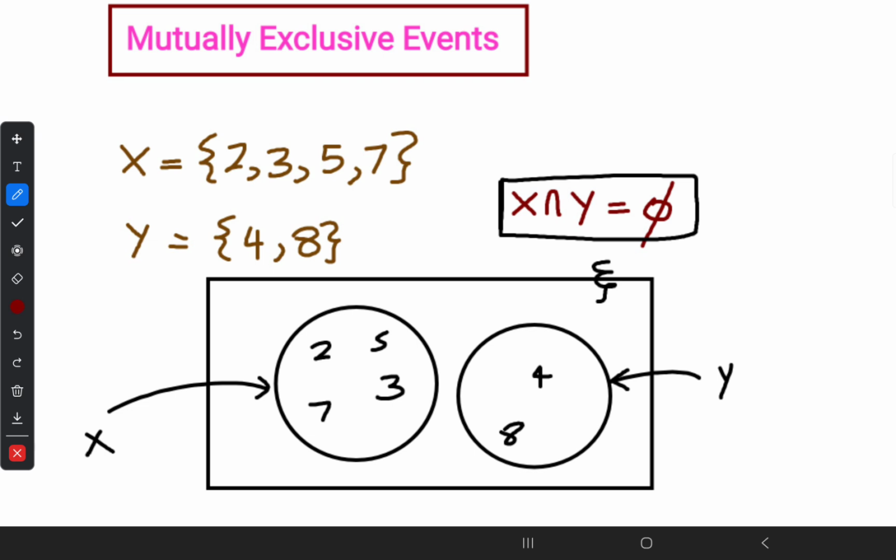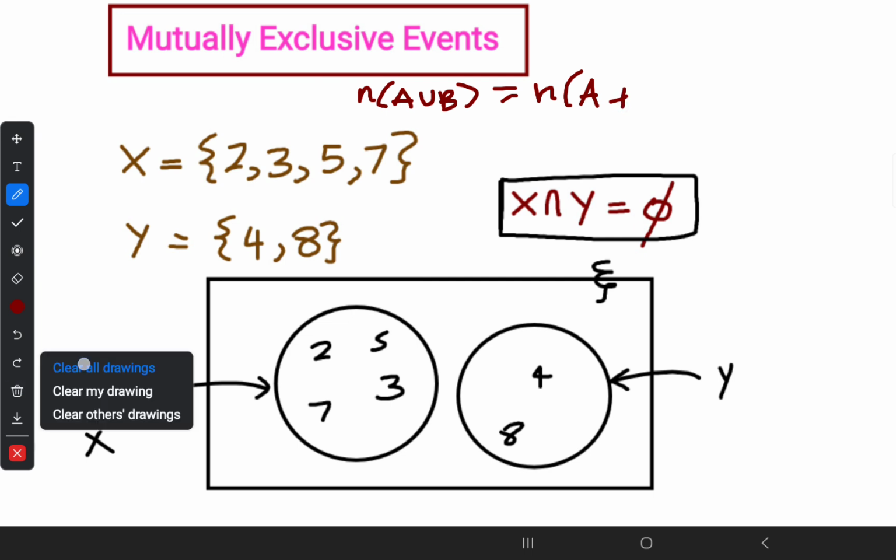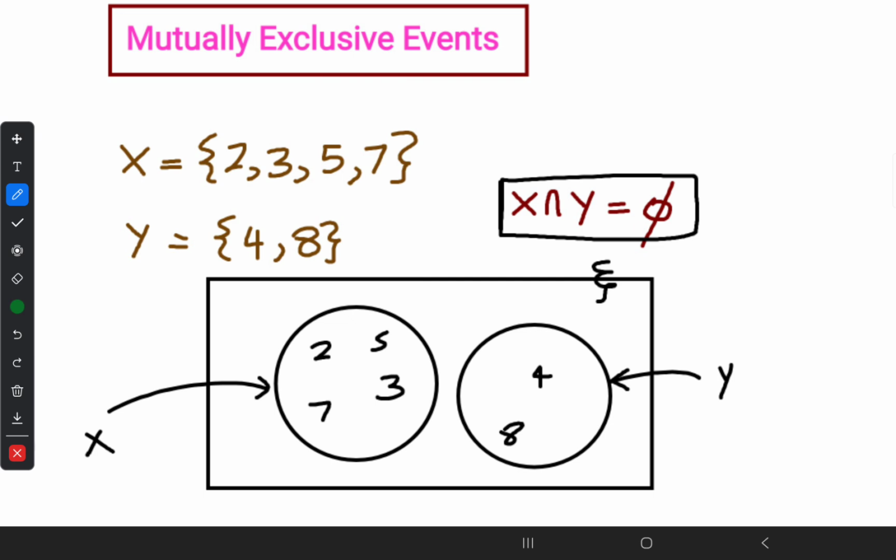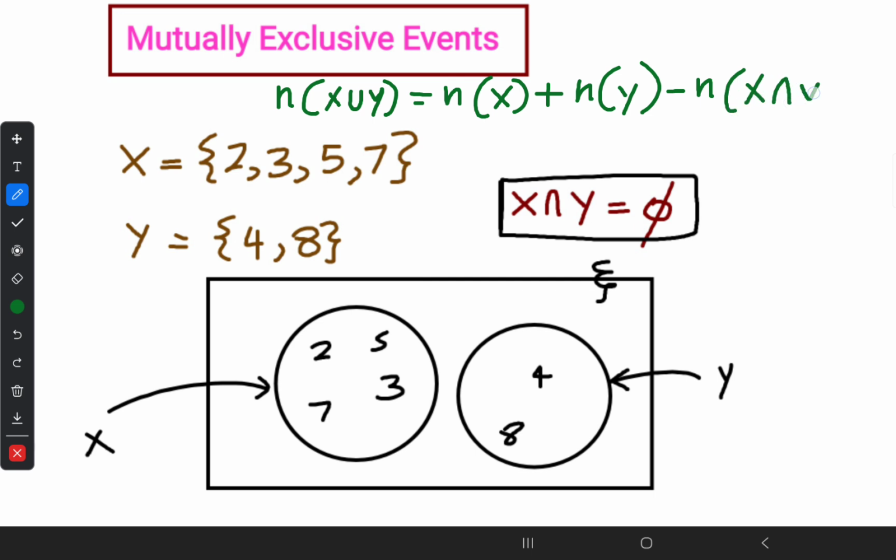So now let's revisit the previous formula. What's the previous formula in the context of the elements? When I write number of A union B, that equals number of A plus number of B minus number of A intersection B. I'll write that using X and Y: number of X union Y equals number of X plus number of Y minus number of X intersection Y.